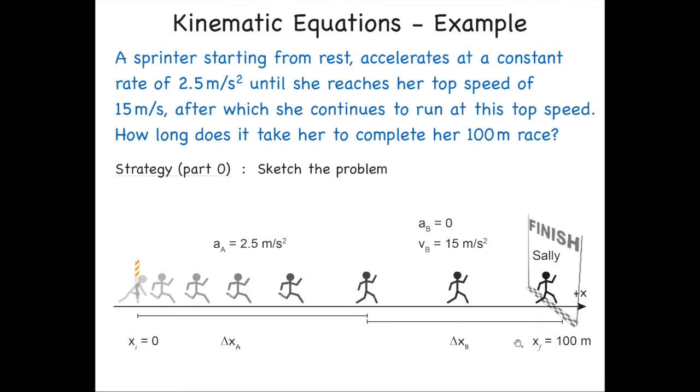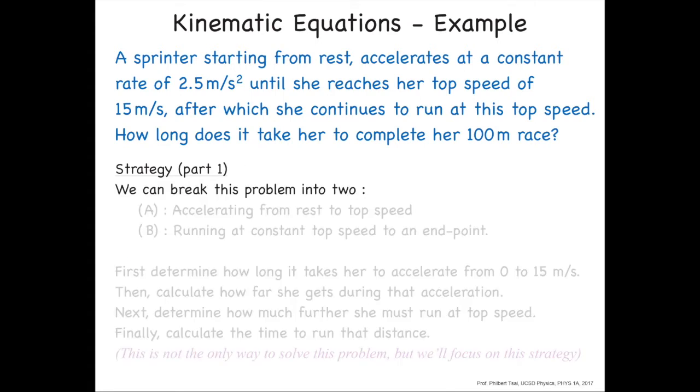So we've already gone through the first part of this slide where we're going to break it into two problems. The first half of the problem is where she's accelerating at a constant acceleration, and the second half is once she's reached her maximum velocity, she runs the rest of the race at constant velocity, meaning zero acceleration. We'll solve those two problems independently and then link them up together. So we can break it into two problems: accelerating from rest and running at constant top speed.